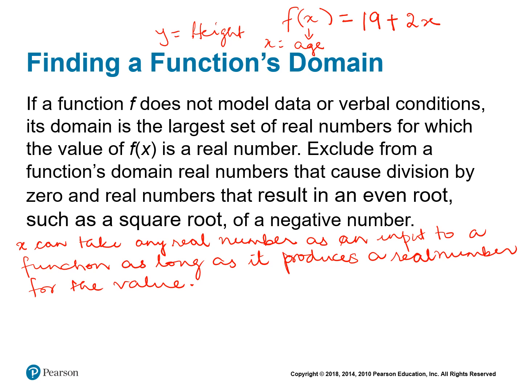So if we want to study the domain of this function, think about it. Age cannot be a negative value. Normally, this is a linear function, 19 plus 2x. If this was not a word problem with age and height, then we could input any value for x from negative infinity to positive infinity. We could include negative values, fractions, decimal values, any number from negative infinity to positive infinity.